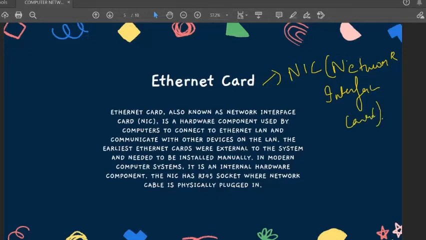Now, what is MAC address? It is media access control. That is the address of your PC, that is your personal computer. Okay. So it is also known as network interface card. I will show you the image, then you will understand. Let me just show you so that you can understand how it looks.